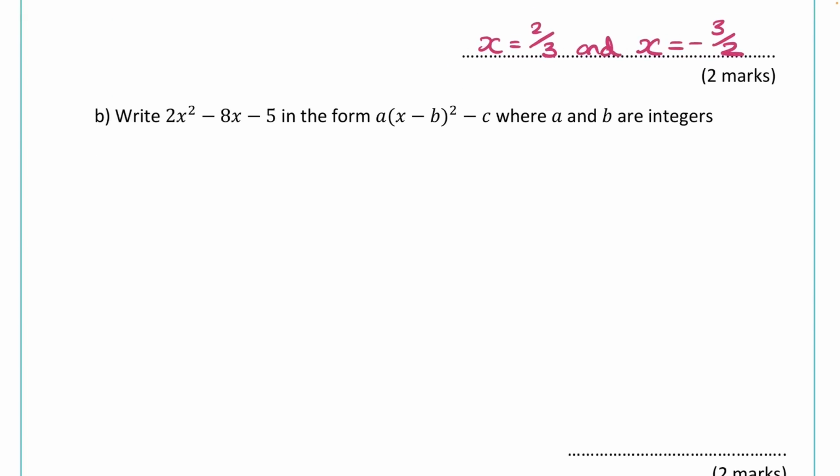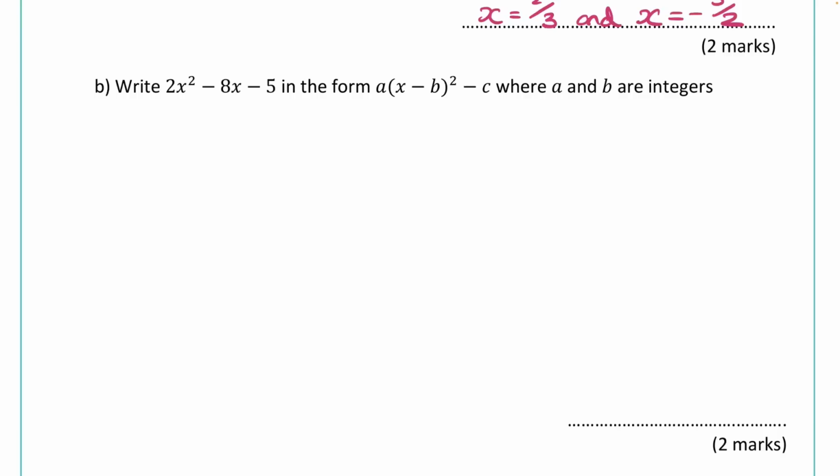Now for part B, it wants us to write something in completed square form. And this is a relatively tricky one because we have a coefficient of x squared, which is bigger than 1.